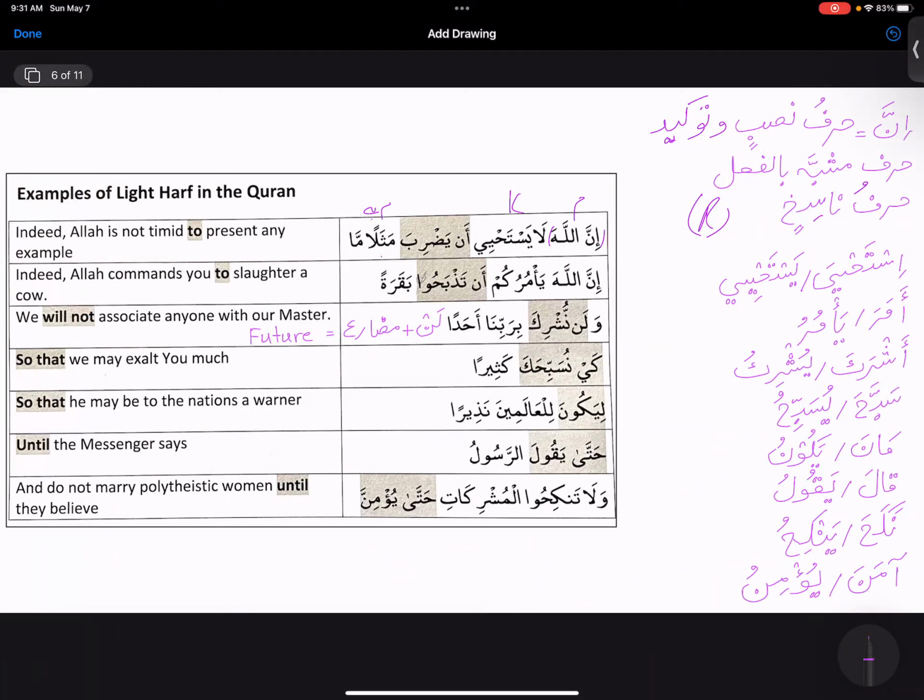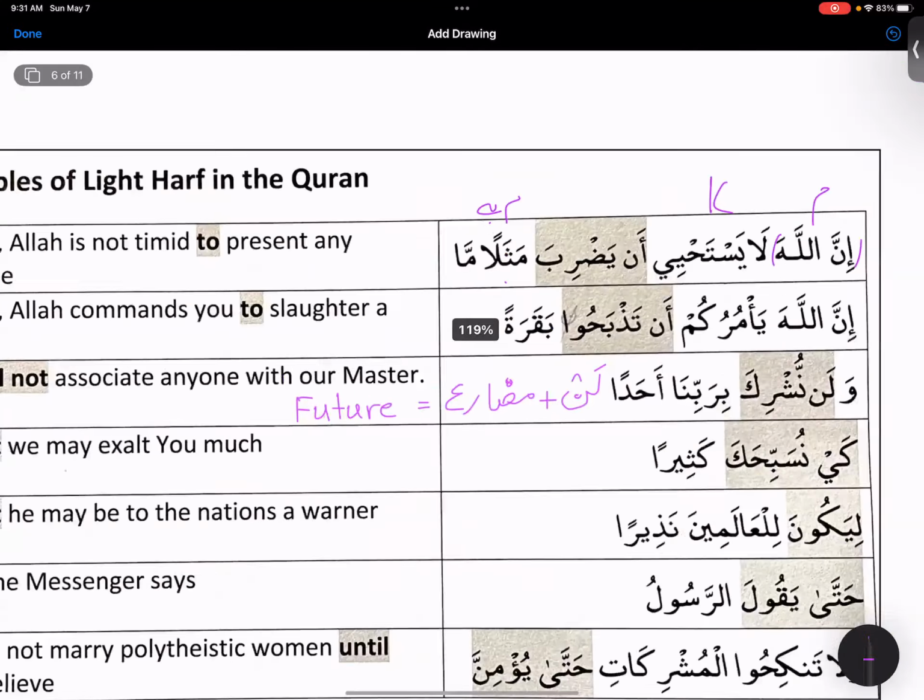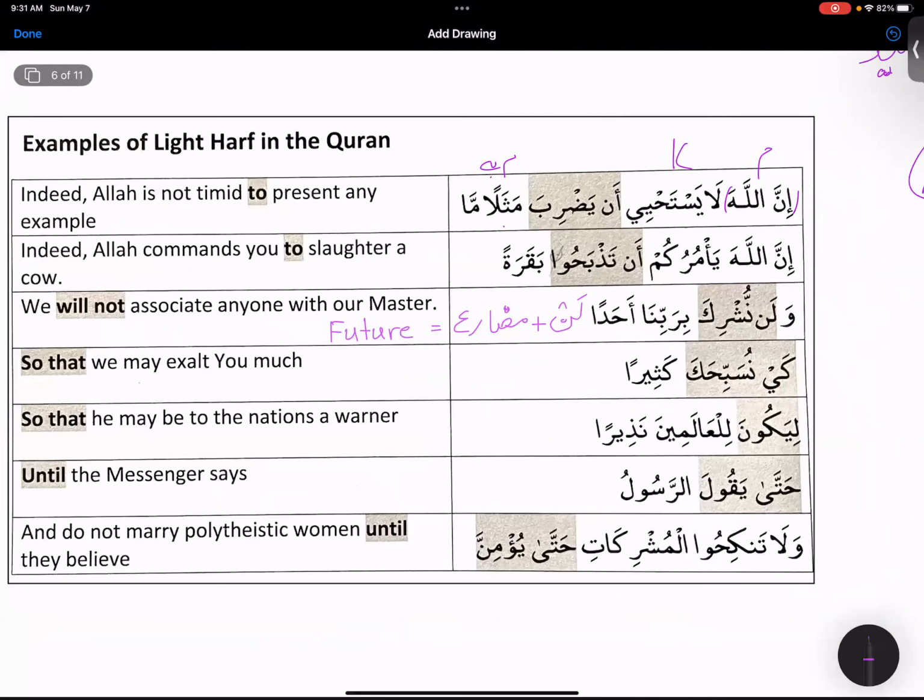Now, next one. Inna Allaha la yastahyi an yadriba mathalan ma. Inna Allaha. What kind of sentence are we looking at? Ismiyya. Very good. So, inna is harfu nasab, and then the word Allah is the ism of inna, and together they are creating the mubtada. So, inna Allaha, indeed Allah, la yastahyi, He is not shy.